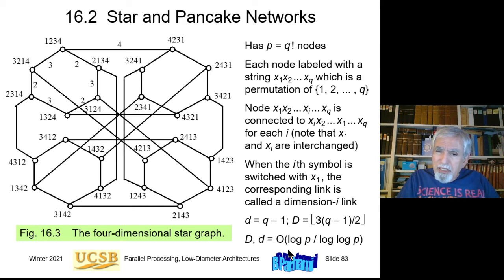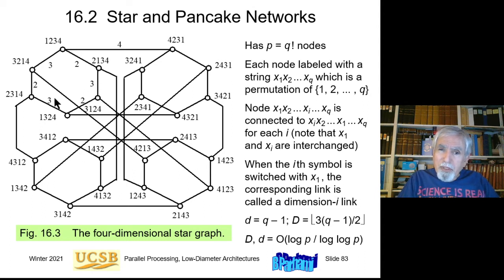In fact, you can easily prove that both the diameter and node degree of this architecture in terms of the number of nodes is order log p divided by log p. Remember that for the hypercube, both of these, degree and diameter, were order log p. So this one is order log p divided by log p. So it has an advantage in terms of smaller diameter by this factor. Okay? However, everything else for this network is more difficult.